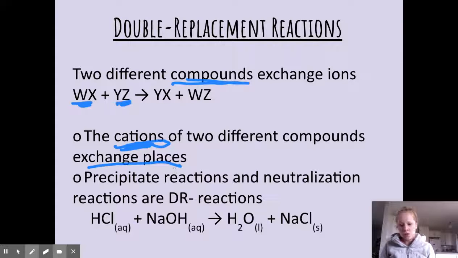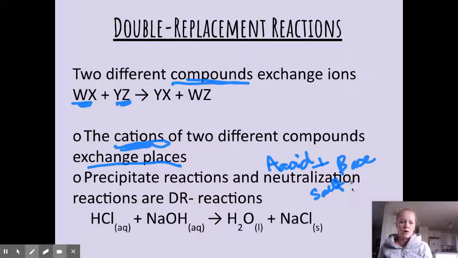As soon as you see a precipitate reaction or usually a neutralization reaction, remember, neutralization is when you mix an acid and base and gives you salt and water. That is a refresher from what we talked about way back when. These are always double replacements. So I'll give you an example. HCl, hydrochloric acid, and we have sodium hydroxide. Acid, base. This is a double replacement.